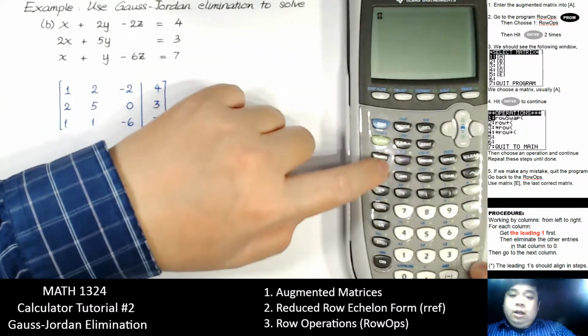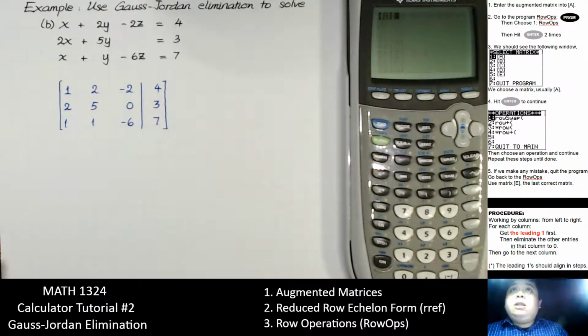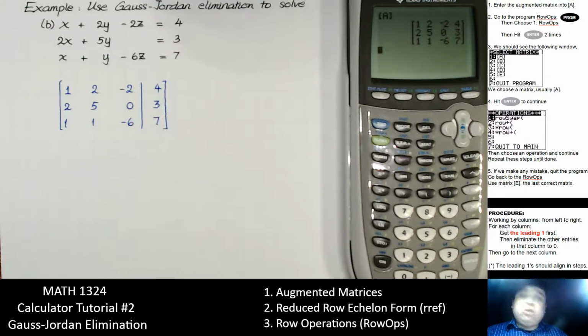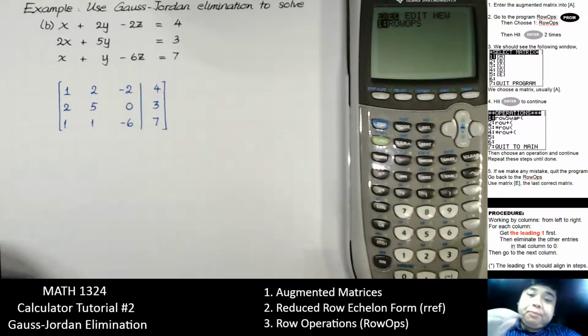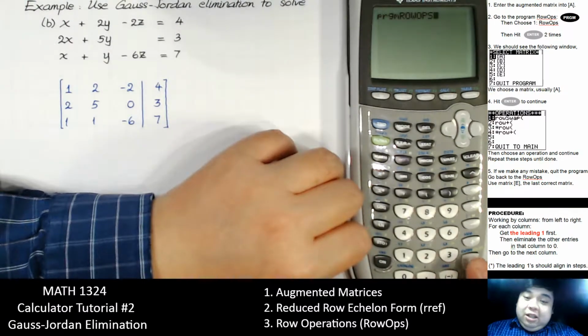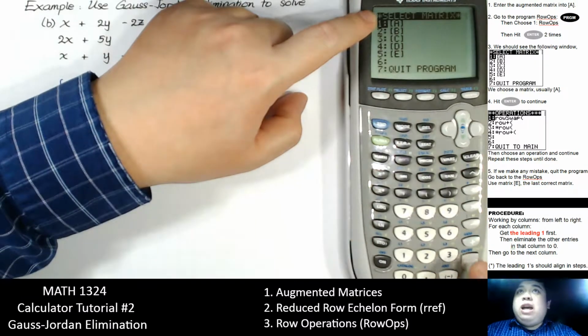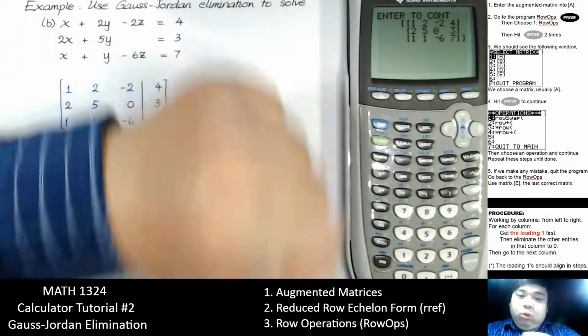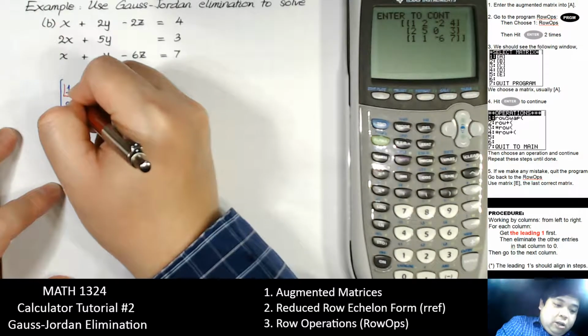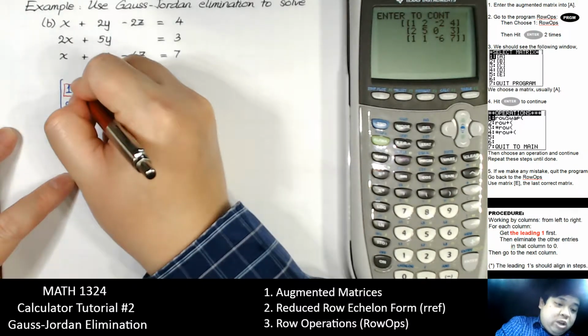Alright, let's see. 1, 2, -2, 2, 5, 0, 3, 1, 1, -6, and 7. We got the matrix. Now we do the row operations. RowOps, hit enter twice. Choose the matrix A to begin. This is what we want. What we see here is we have the 1 where we want it in the first column, so that's good.